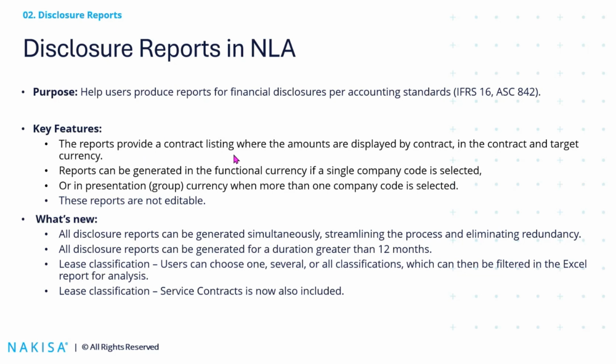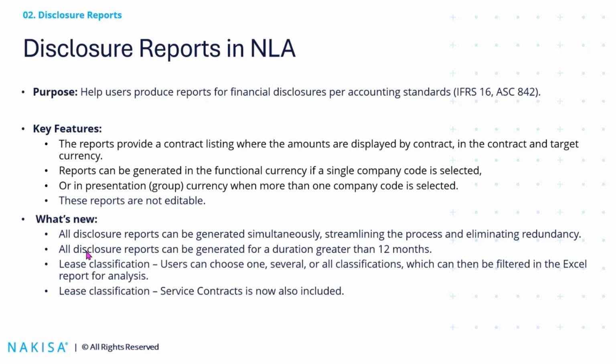The reports provide a contract listing where the amounts are displayed by contract currency and target currency, and the reports can also be run for the functional currency. Depending on whether you run a single company code, or when you have a presentation group currency, you can have more than one company selected. These reports are out of the box and you cannot modify them. We'll show you other reports which can be modified.